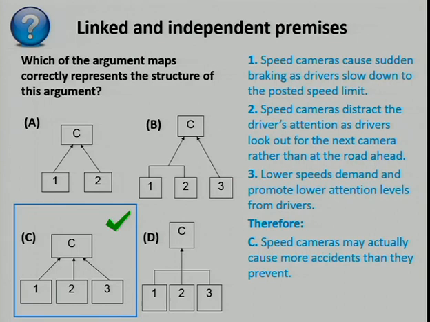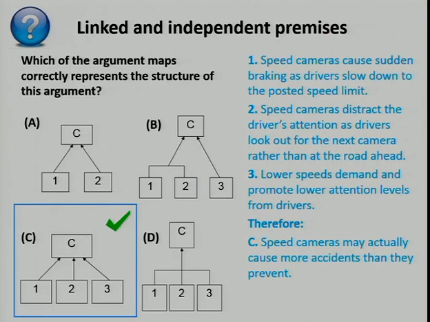Because lower speeds are unrelated to speed cameras, so it's not providing independent support. Well, you would. That's kind of the thing that I was saying earlier, and in a sense, you're right. With that kind of a thing, you would technically need an extra premise. So there's always kind of an unspoken one that we'd have to add in there.